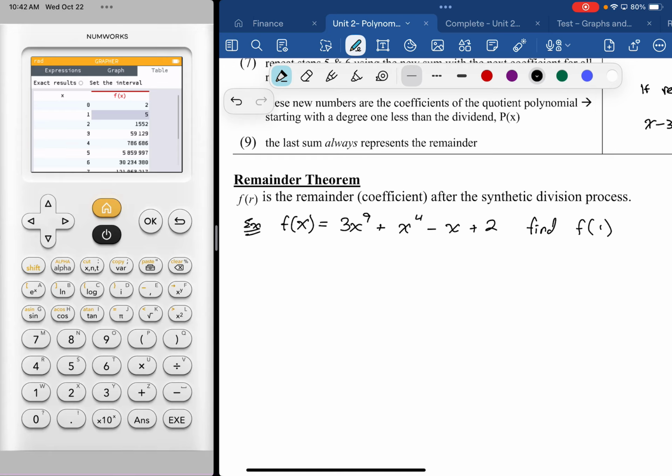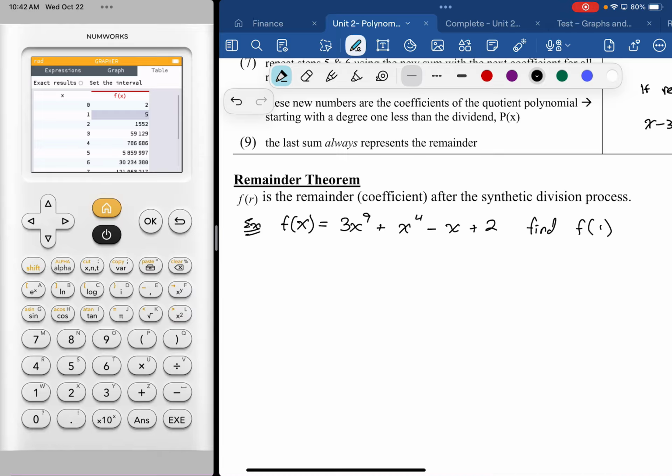But what we're going to have to do is find the remainder using the remainder theorem. All right, so on a test, it's going to say using the remainder theorem. If you go to the calculator and you get your answer of f of 1 equals 5 and write that down, you won't get any credit. So you have to use the approach that I'm about to show you.